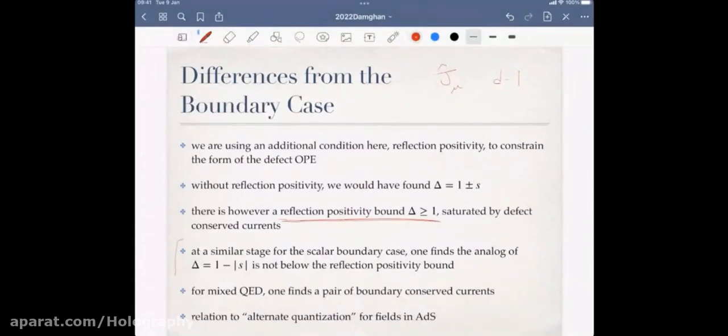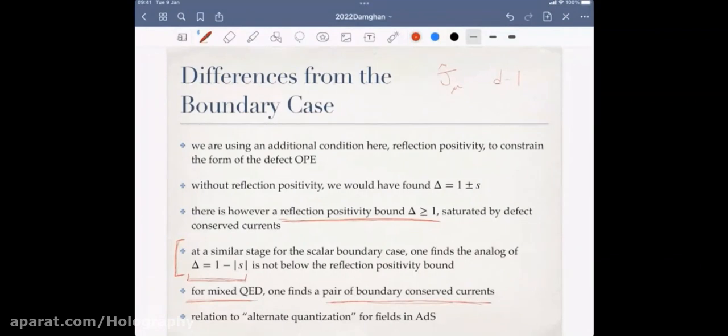And at a similar stage in the scalar case, it's a bit different. One finds an analog of the minus choice here, delta 1 minus S, is not below the unitarity bound. So you get some extra scalars in the defect OPE of the bulk field, which allow for some extra flexibility at the second step. And similarly for mixed QED, there's a pair of boundary conserved currents, whereas here we basically just have one choice.